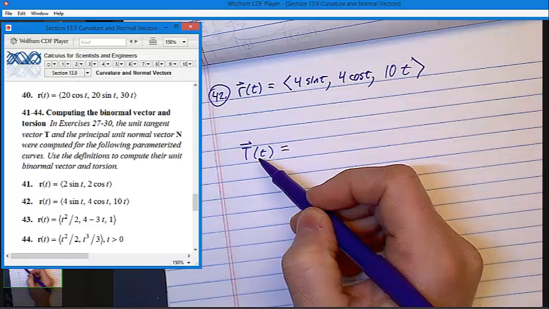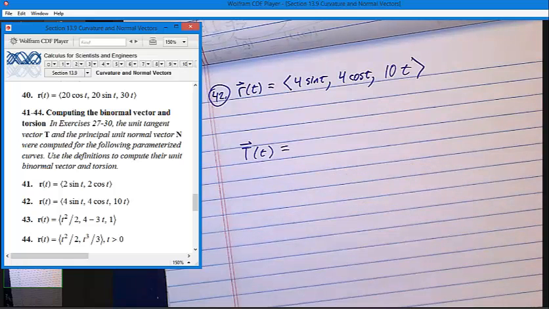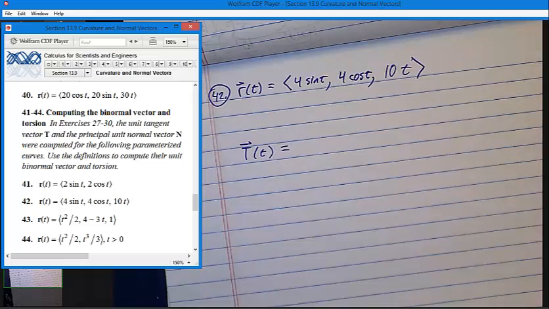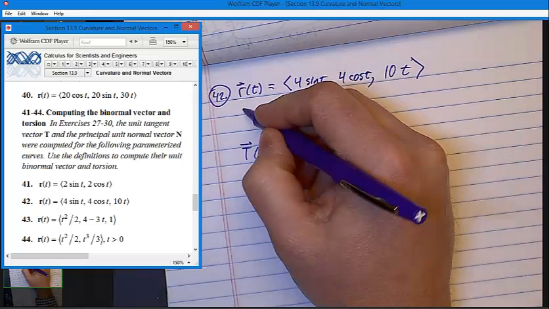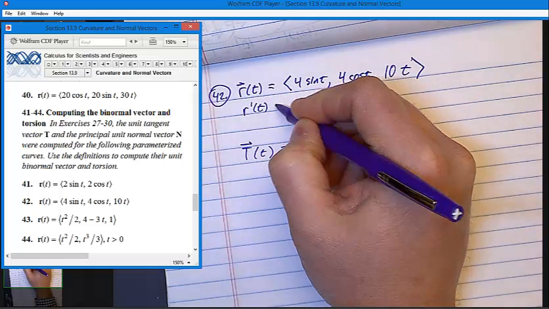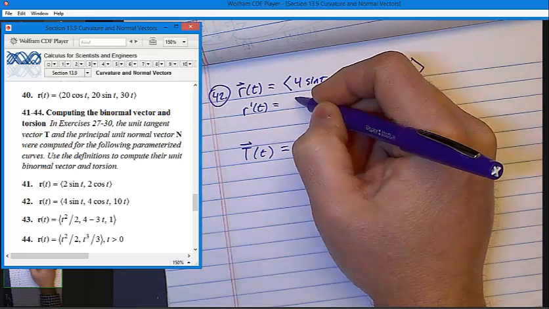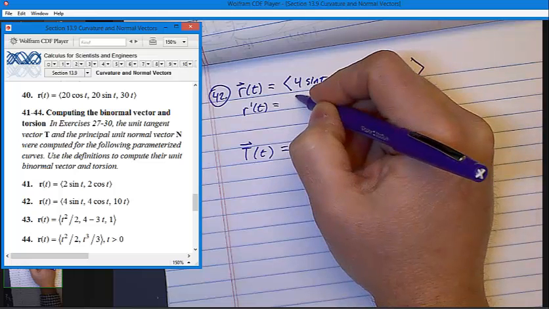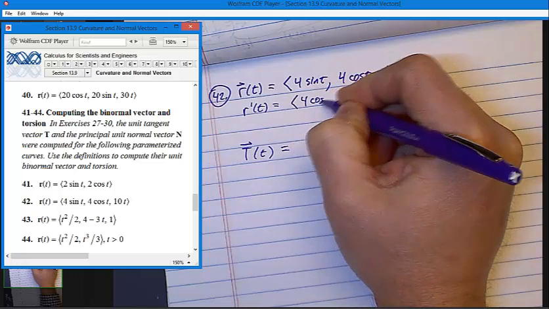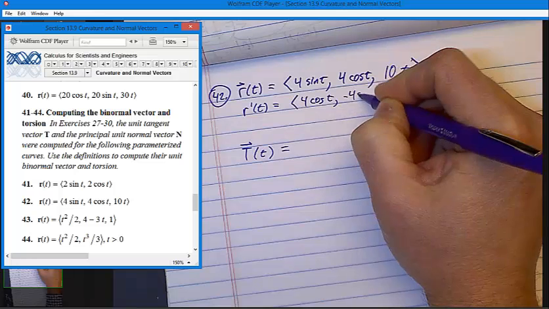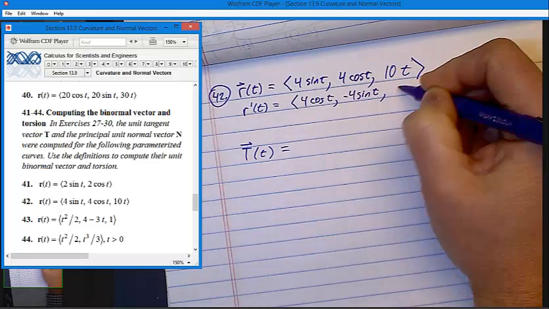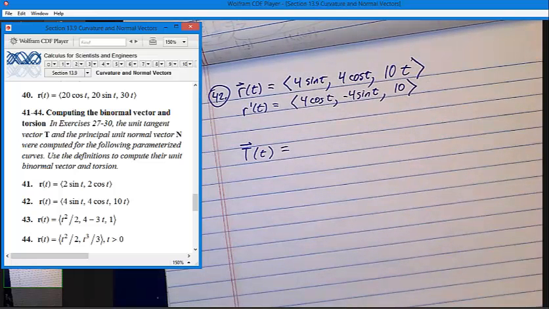The unit tangent vector, right? First of all, how do you get tangents? Well, you take a derivative, right? So we're going to do r prime of t. We did this, right? So let's see. This is 4 cosine t, and this is negative 4 sine t, and 10, right?